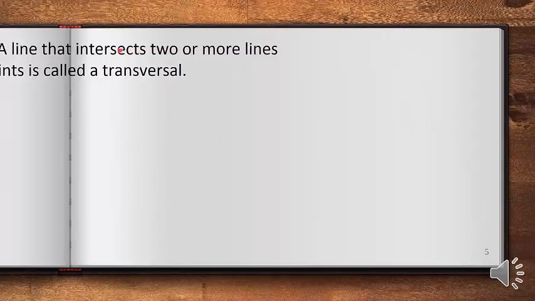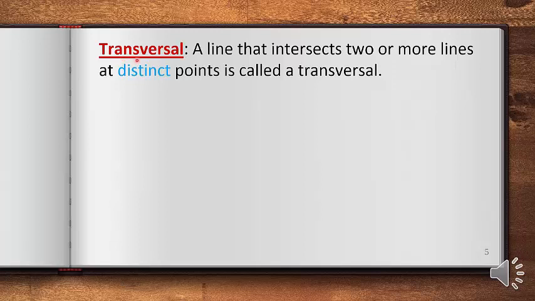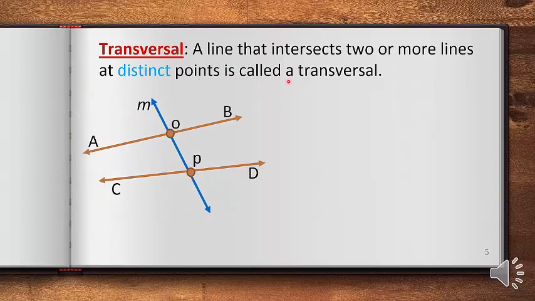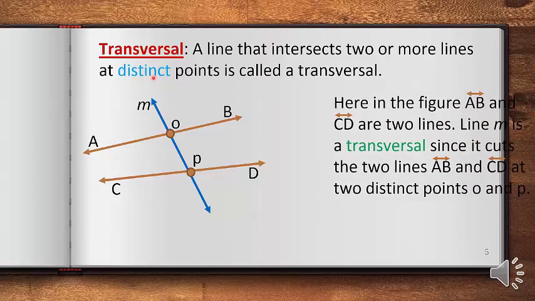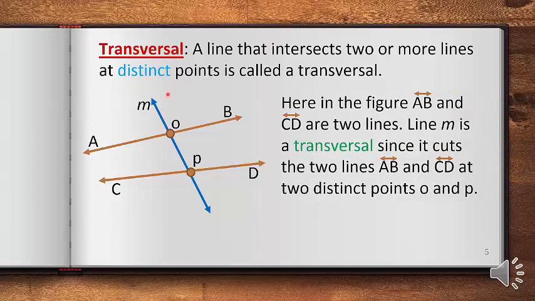Now we are going to study about a new term called transversal. Now what is a transversal? A line that intersects two or more lines at distinct points is called a transversal. Now what is the meaning of distinct? Distinct means different. Now here in the figure, line AB and line CD are two lines which are cut by another line M. And this line M is called the transversal.